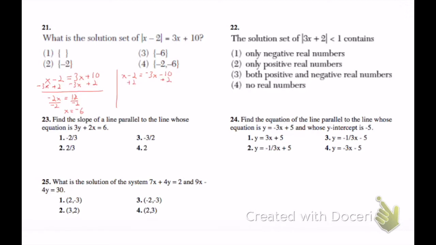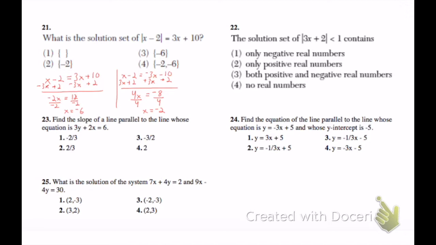We bring over the 2. We bring over the 3x. And we get that 4x is equal to negative 8. We divide by 4. We divide by 4. And we have that x could equal negative 2. Now, with absolute value equations, we have to make sure that our x values are accurate. We have to check them, because not every time we solve for an x will it work in the original equation. So for each x value, let's check.